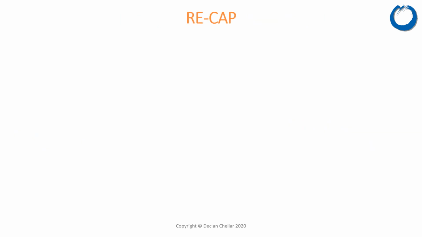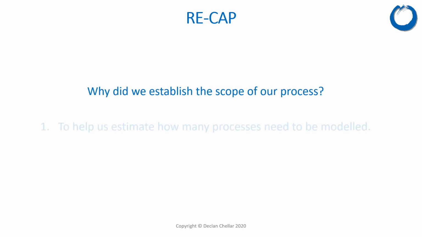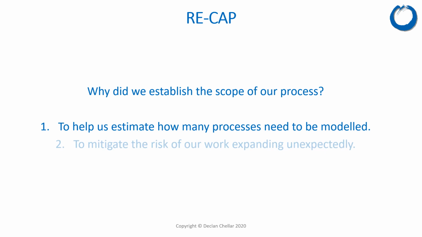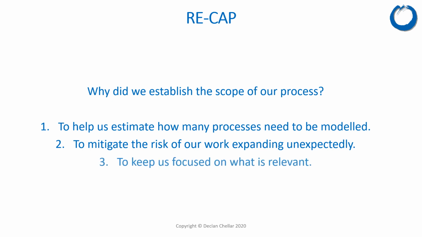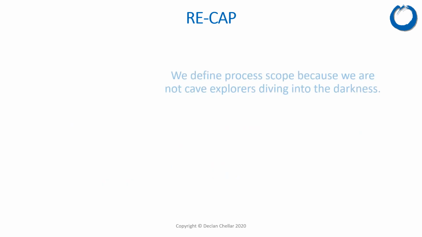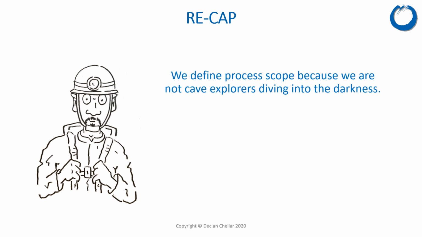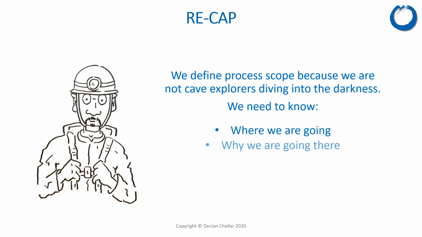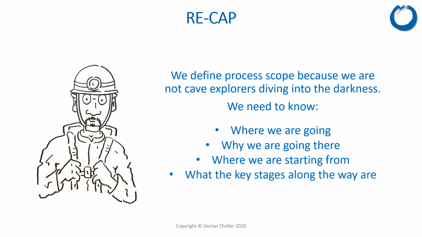Let's recap. Why did we establish the scope of our process? To help us estimate how many processes need to be modeled. To mitigate the risk of our work expanding unexpectedly. To keep us focused on what's relevant. And to provide clarity to all stakeholders from the outset. We define process scope because we're not cave explorers diving into the darkness. We need to know where we're going, why we're going there, where we're starting from, what the key stages along the way are, whose effort is needed along the journey.